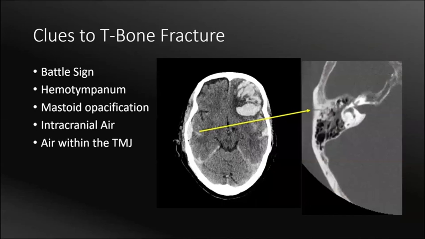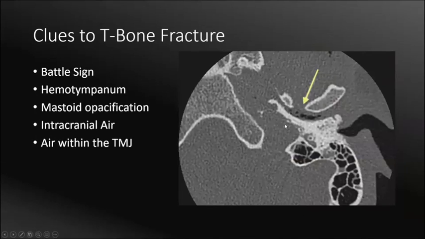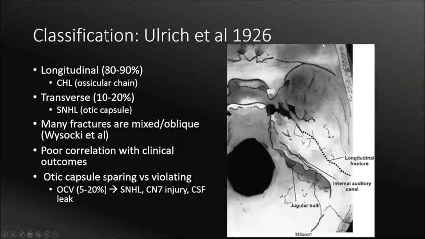And on head CT, you may see mastoid opacification or epidural blood or pneumocephalus adjacent to the temporal bone, which will prompt you to suggest that dedicated imaging of the temporal bone be performed to look for a more subtle fracture. Air within the temporomandibular joint is also suggestive of temporal bone fracture in the setting of head trauma.